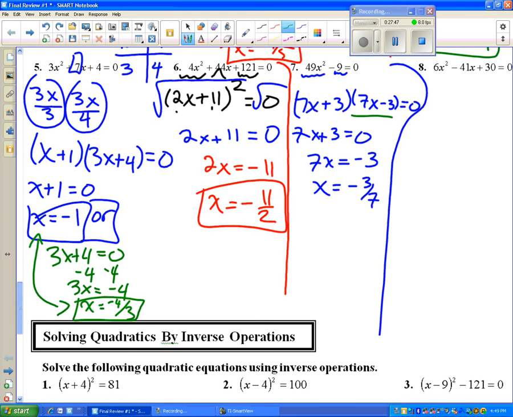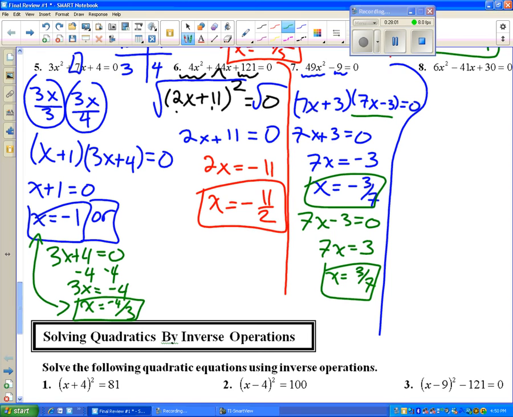Or I can say that 7x minus 3 is equal to 0. Add 3. 7x is equal to 3. Divide by 7. X is equal to 3/7. One answer, two answers. Positive or negative 3/7.